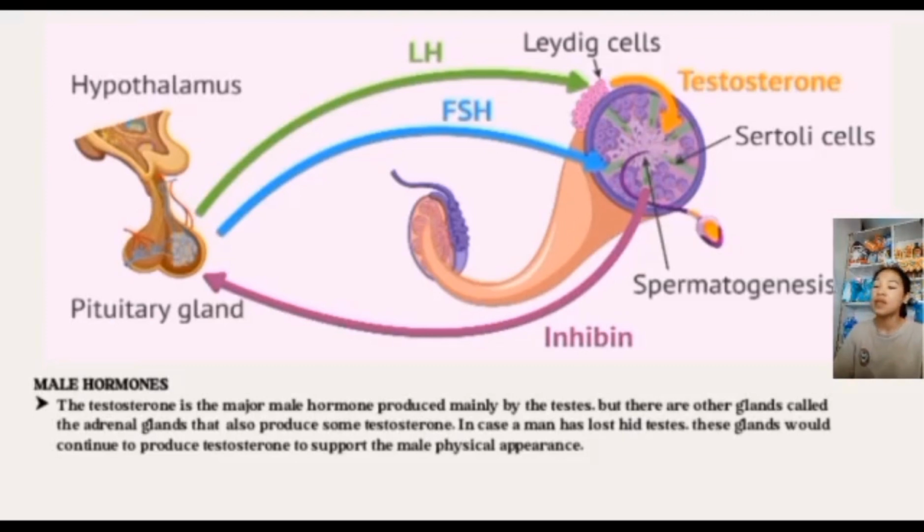Testosterone is the major male hormone product mainly by the testes, but there are other glands called adrenal glands that also produce some testosterone. In case a man has lost his testes, these glands would continue to produce testosterone to support the male and physical appearance. So, mao to siya ang part of the male hormone.